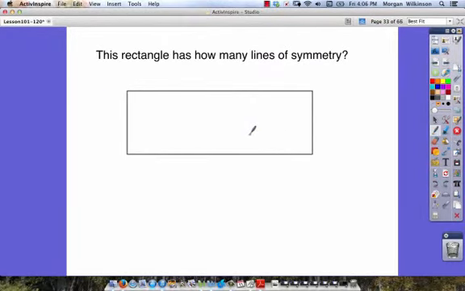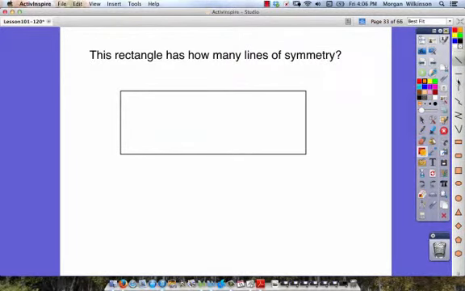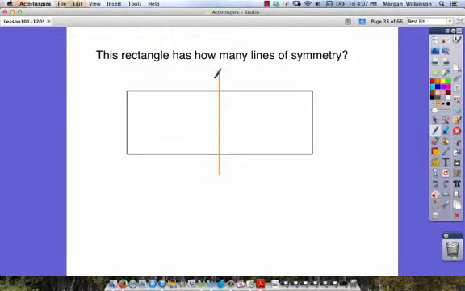This rectangle has how many lines of symmetry? Pause the video for a moment to see if you can answer this question. Well, perhaps you'll get the answer that we got. If you look at it, this rectangle definitely has one line of symmetry right in the middle. And we'll add our arrowheads right away. Because the left side, if we reflected it over this line, would be exactly the same as the right side.